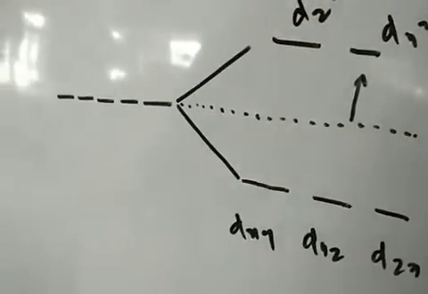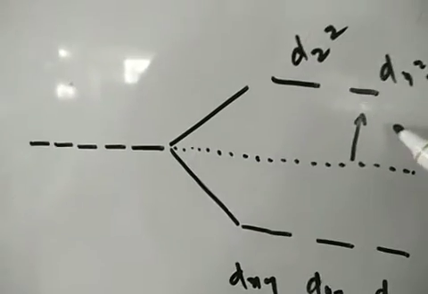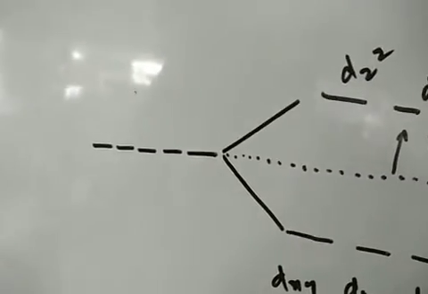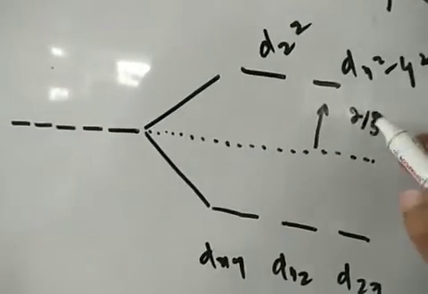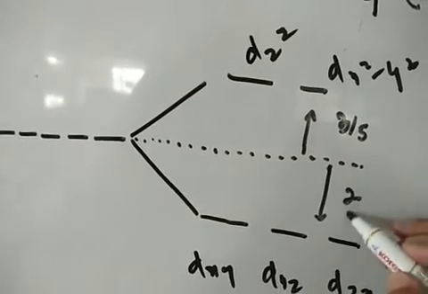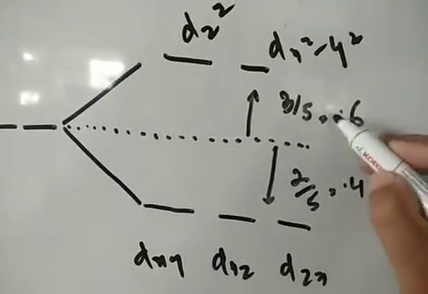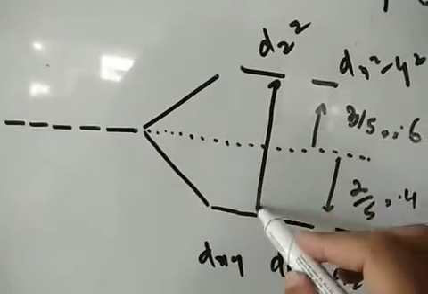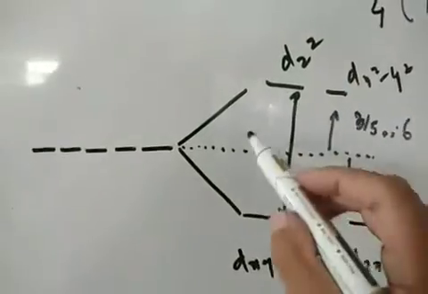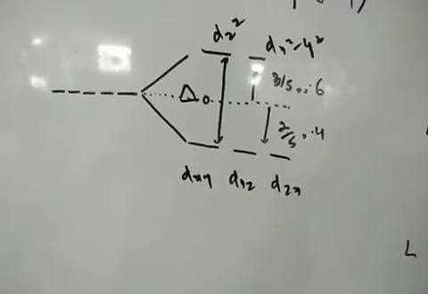This raising is equivalent to 3 by 5, so the other orbitals are lowered by 2 by 5. This is 0.6 and this is 0.8. This energy gap, the splitting between the two sets of orbitals, this energy difference between them is denoted by delta 0. This is called the octahedral crystal field splitting.